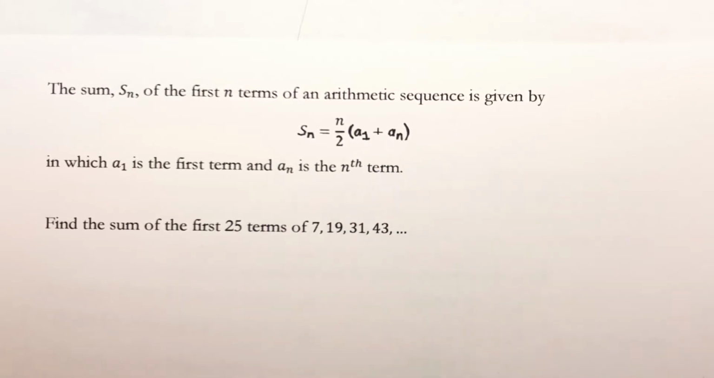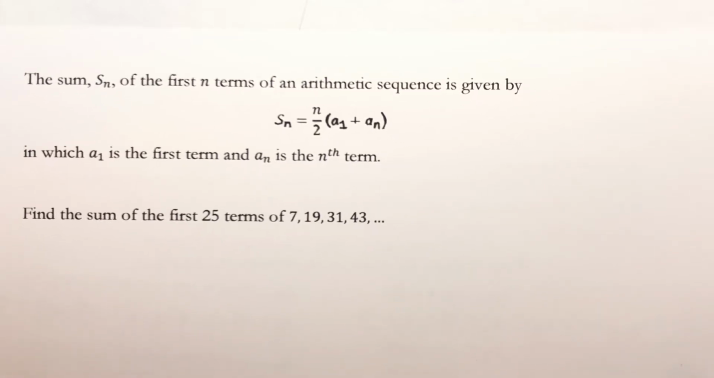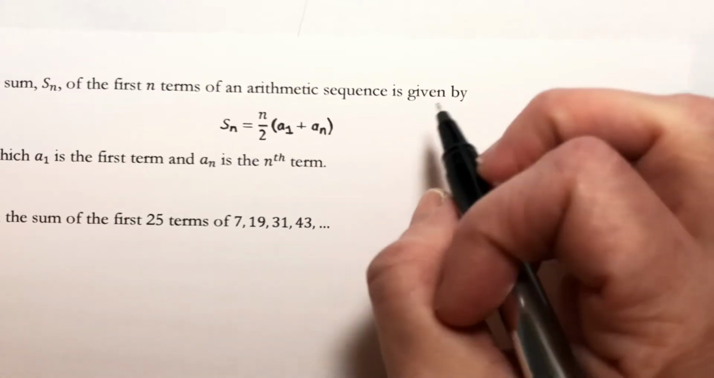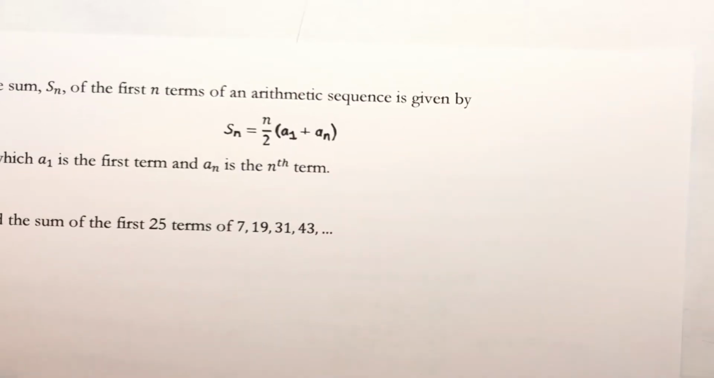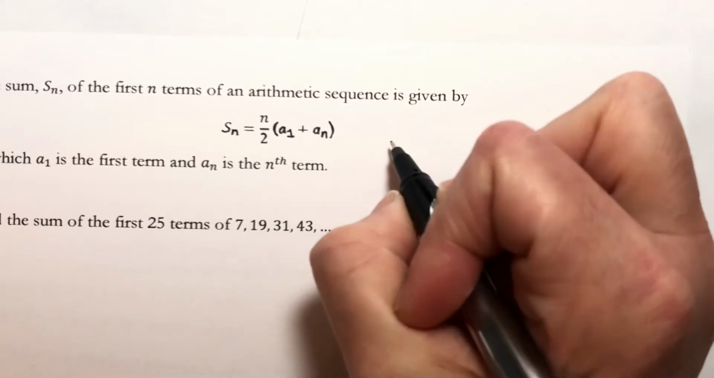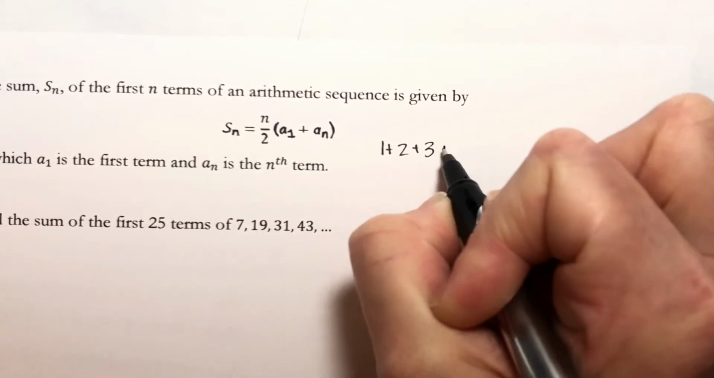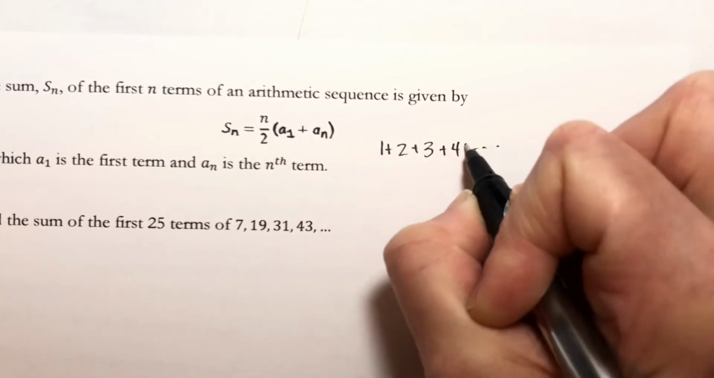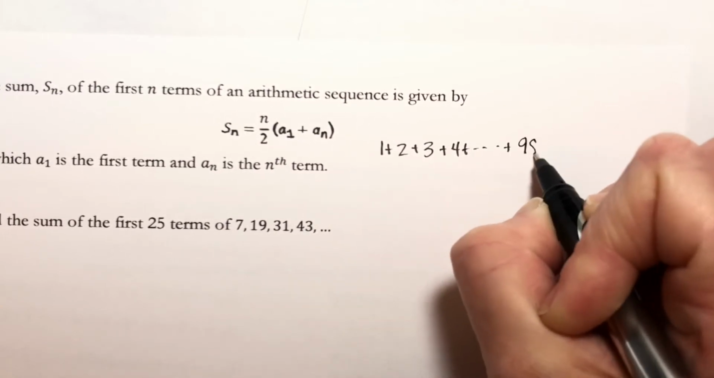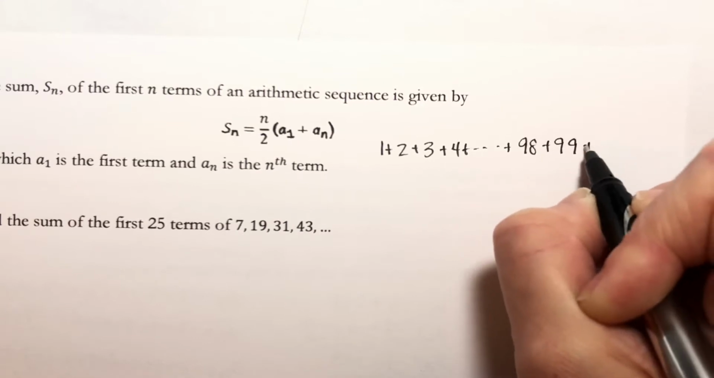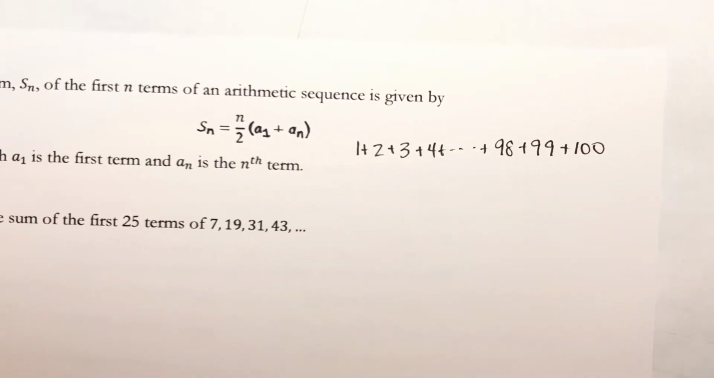Now, it seems a little bit weird that we don't have to worry about what our difference is every time, but it just works out that way. So just to show you what's happening here, let's say I'm going to add the numbers 1, 2, 3, 4, ... plus 98, plus 99, plus 100. I'm going to add the first 100 terms.